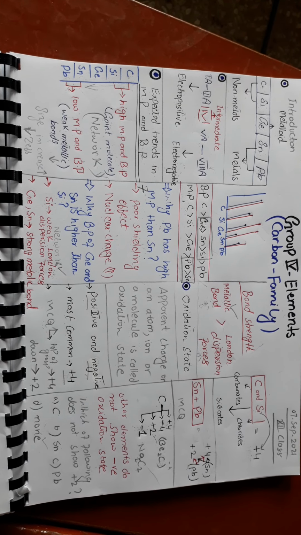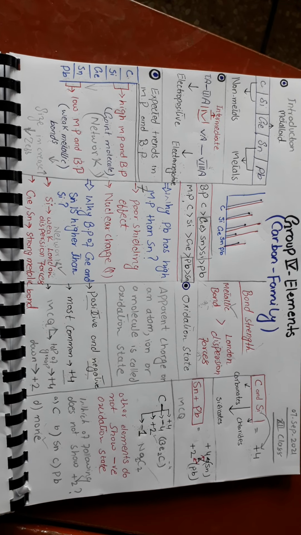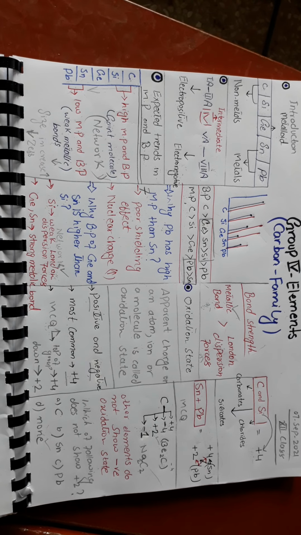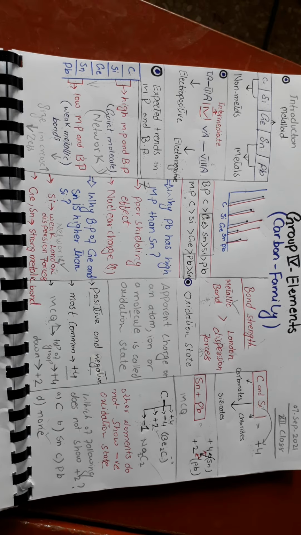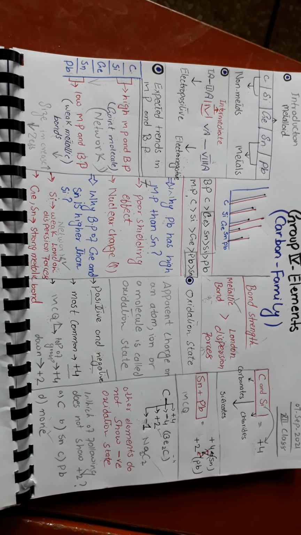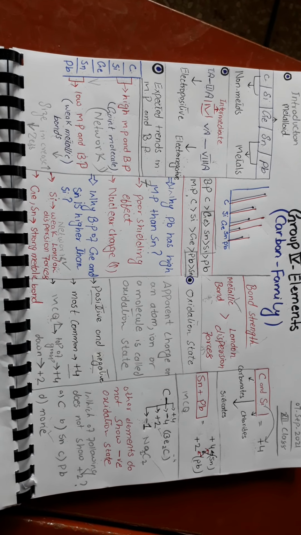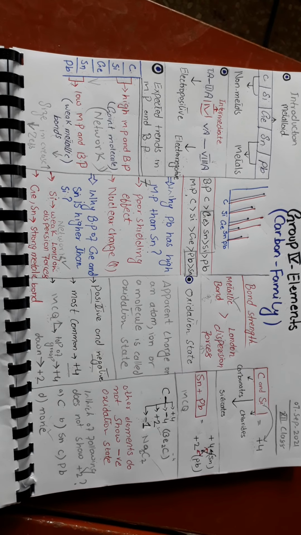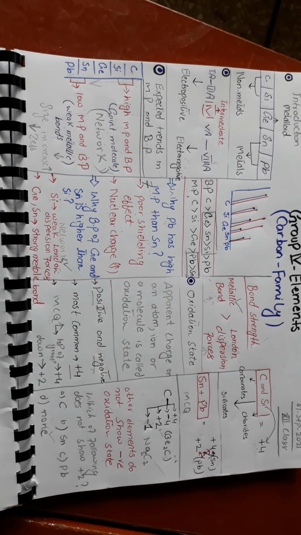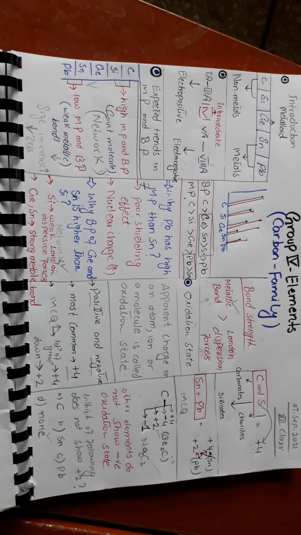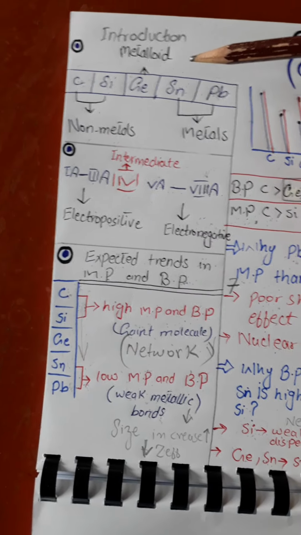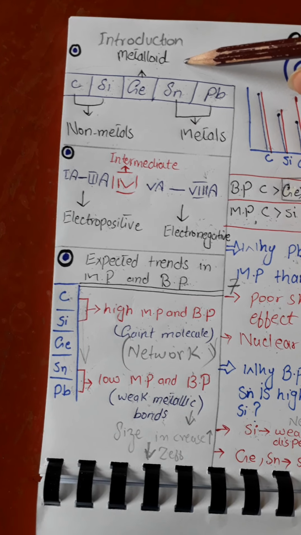And today we are going to discuss the introduction of the fourth group of the periodic table, then the trends in physical properties of the carbon family. In physical properties, we will be discussing trends in melting point and boiling point of these elements, and trends in oxidation state of these elements. So let's discuss them one by one. First of all, the introduction part.